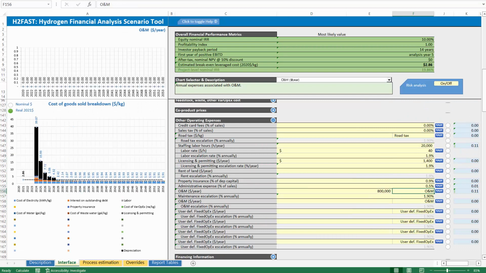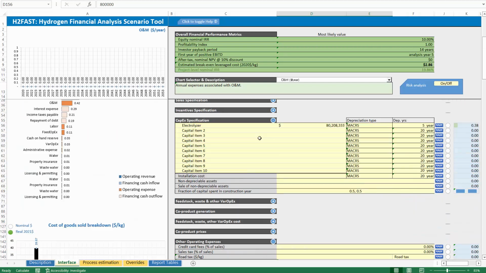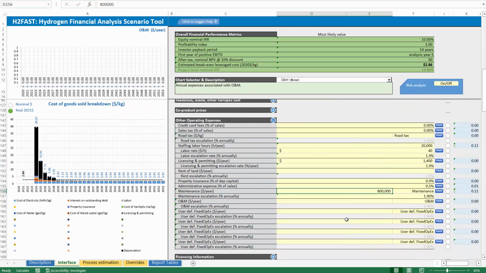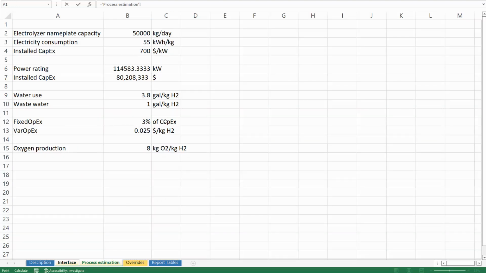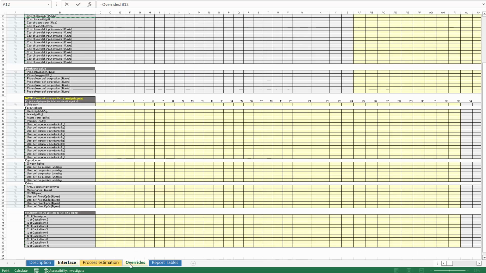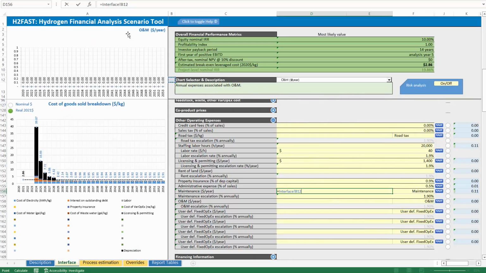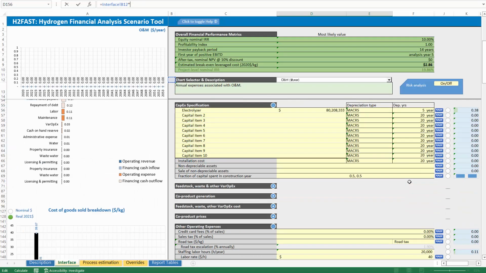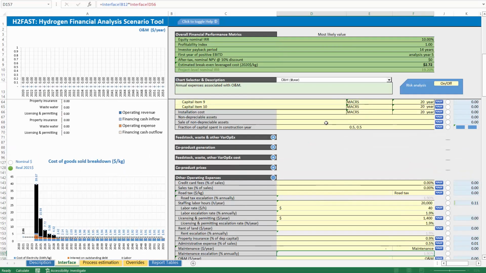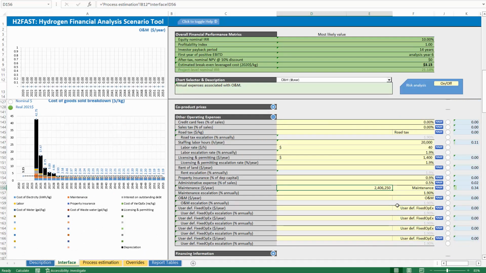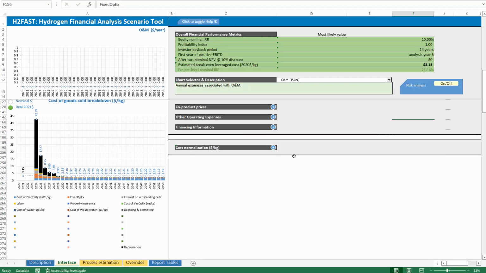Let's say we have maintenance and we want to tie it to CapEx. What we can do is equal to process estimation. Fixed operating expense is equal to 3% of CapEx. So in this case, 3% of 80 million is 2.8 million per year. So that's the other operating expenses and fixed operating expenses section.